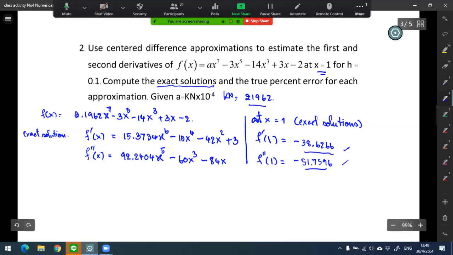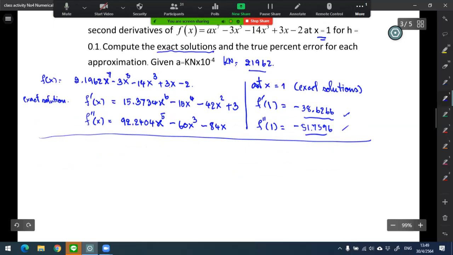Okay, we have done the exact solution, right? Now we move to the numerical solution. What is the formula for the central difference? F prime x is equal to what? It's equal to F xi plus 1, right? Minus F xi minus 1. This is an error of order h squared, right?